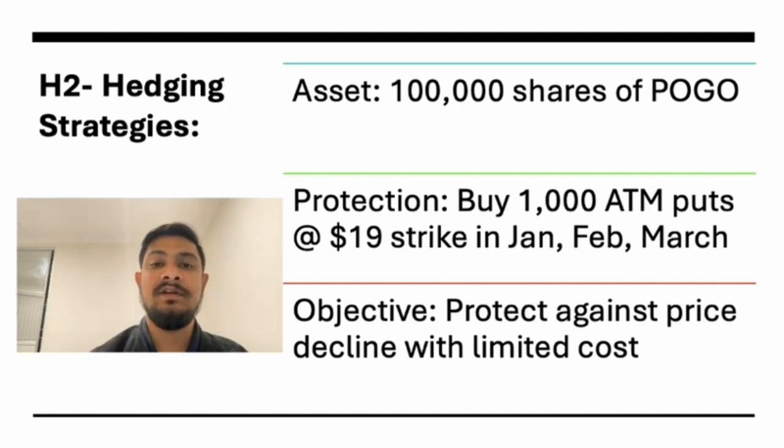So we started with an asset of 100K Pogo shares, which we aimed to protect against downside risk. To do this, we consistently bought 1,000 at-the-money put options at the strike price of 19 in January, February, and March. The objective was to protect against price declines while limiting the cost of the hedge and preserving the upside potential of the stock.